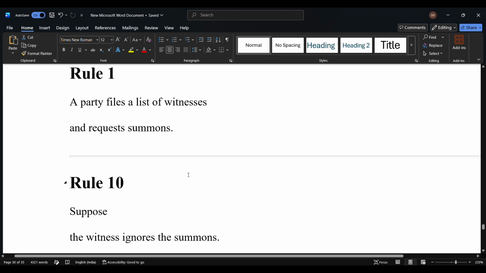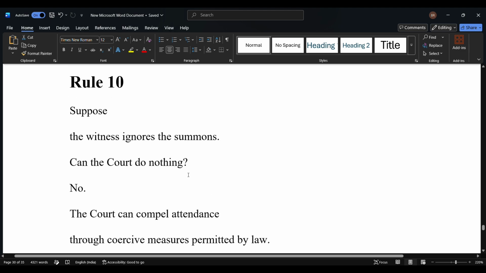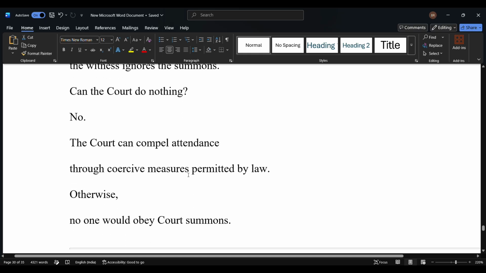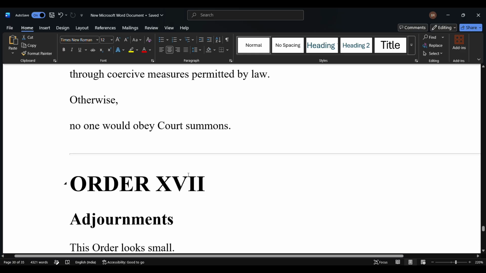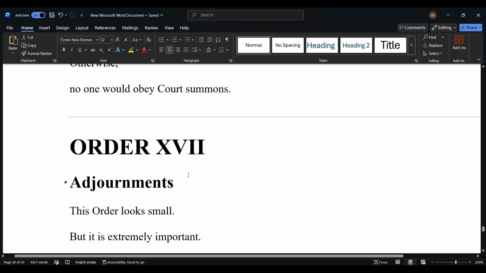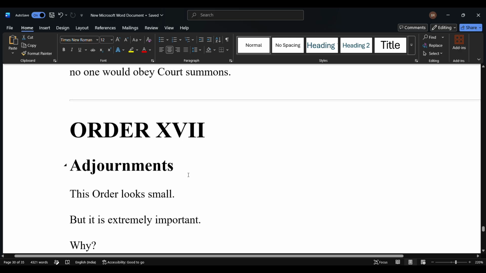Rule 1: a party files a list of witnesses and requests summons. Rule 10: suppose the witness ignores the summons. Can the court do nothing? No. The court can compel attendance through coercive measures permitted by law. Otherwise, no one would obey court summons.